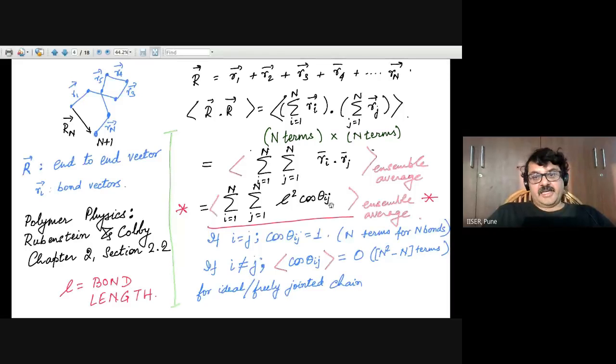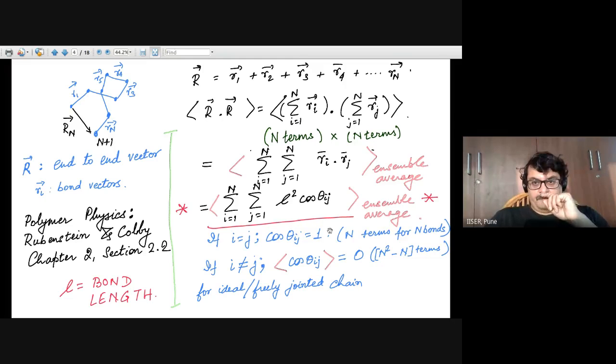And now there's a dot product. So basically taking its amplitude, where L is equal to the bond length, can be written as L squared times cos of the angle between bond vector i and bond vector j, right? And then you have the ensemble average. I have marked it in pink, ensemble average. So after calculating this, you have to do the ensemble average.